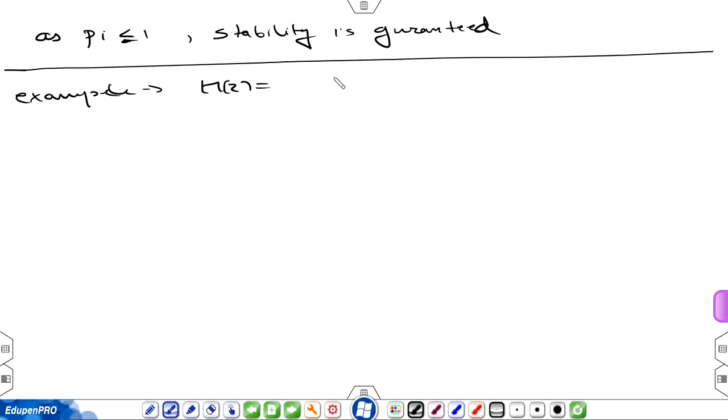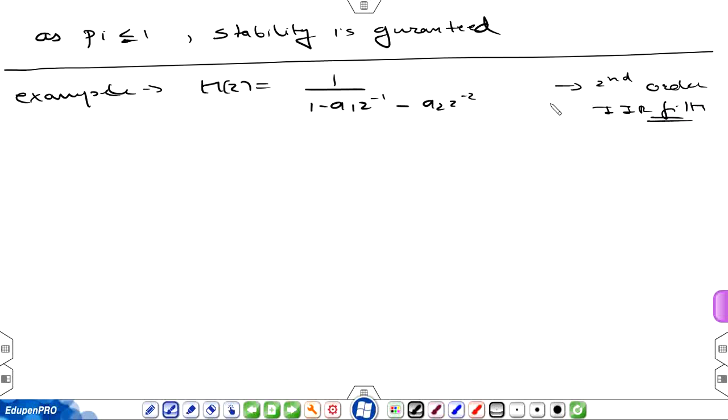Consider a second order filter given by the transfer function 1 minus a1 z^-1 minus a2 z^-2. So this is a second order IIR filter. Okay, and let this be written in this way: 1 minus p1 z inverse, 1 minus p2 z inverse. Okay, in this form.